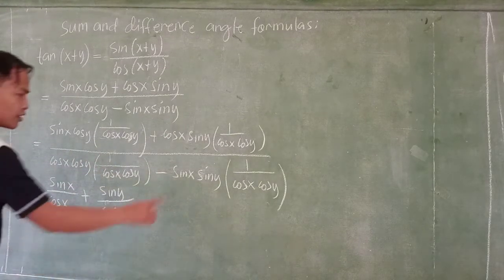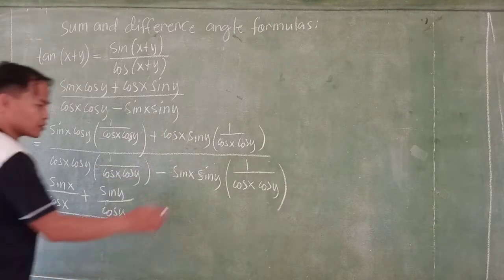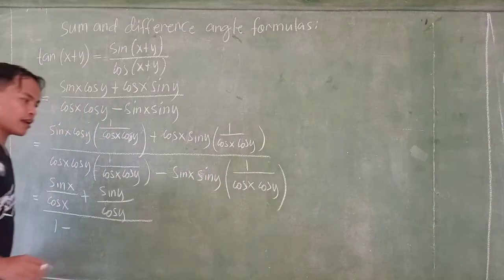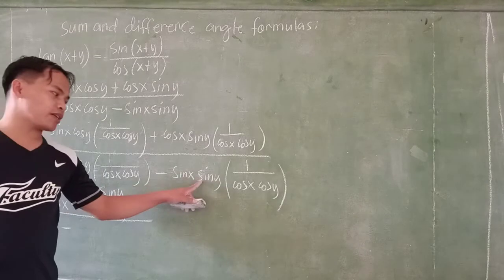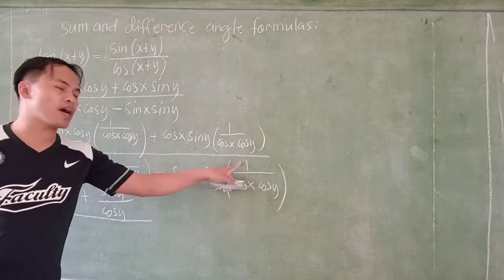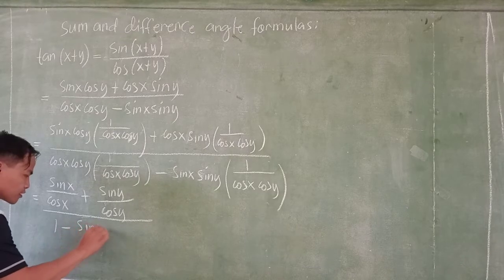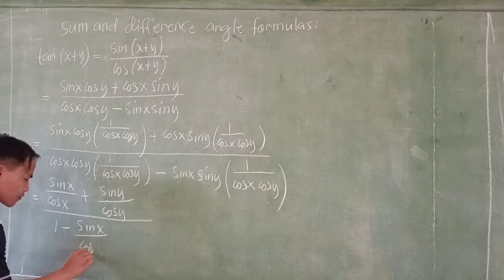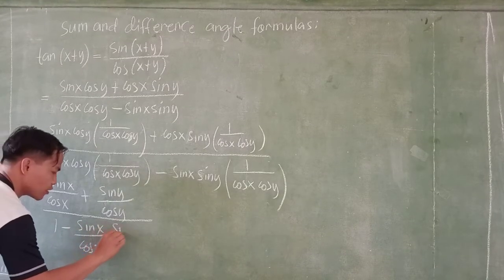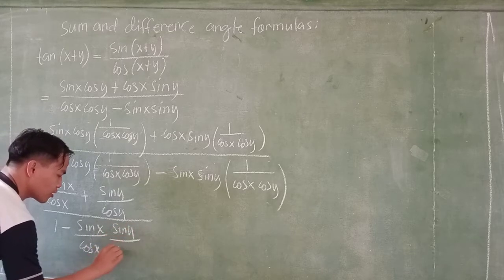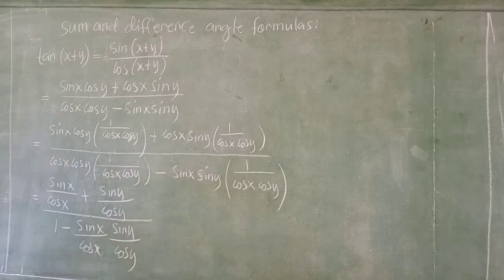Minus, we just multiply, there is no term here that we can cancel. So multiply sine x times sine x sine y to 1. So that will become sine x cos x, then we have here sine y cos y. Then simplify.